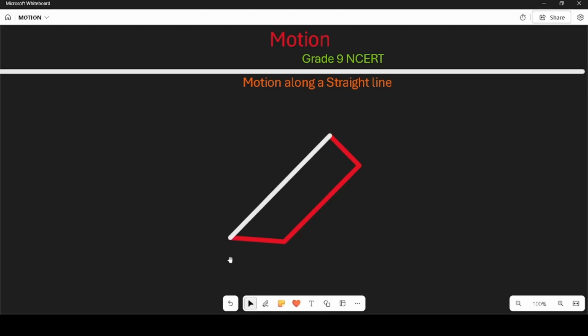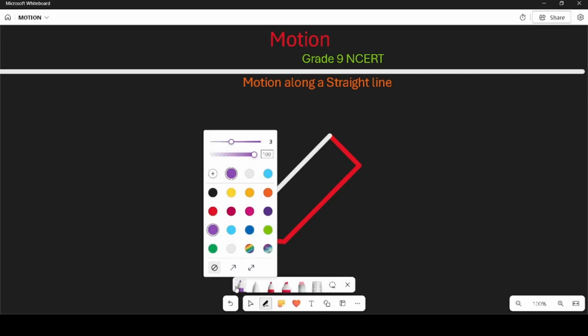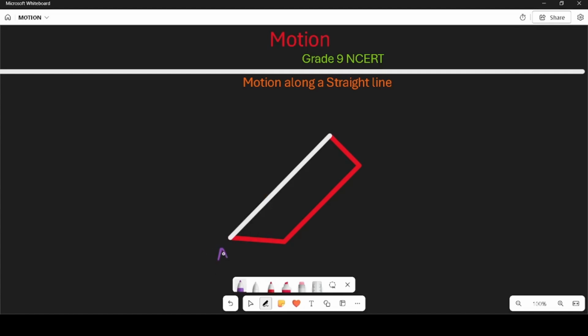So now this over here is point A, and this is point A, point B, C, and D. This is the same example I've given in my other video Kinematics. The object has traveled from A to B, then B to C, and then C to D. But the displacement would be AD, because this is the shortest distance from A to D.